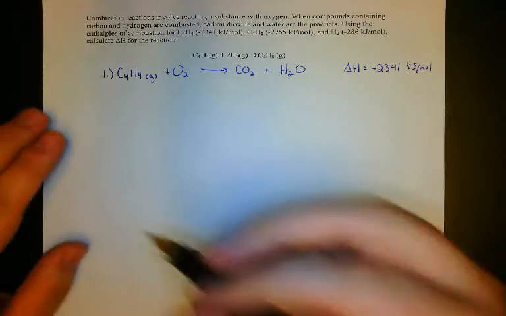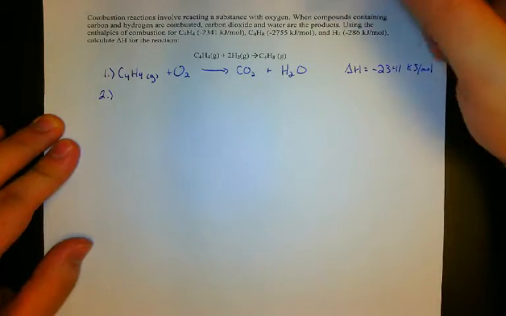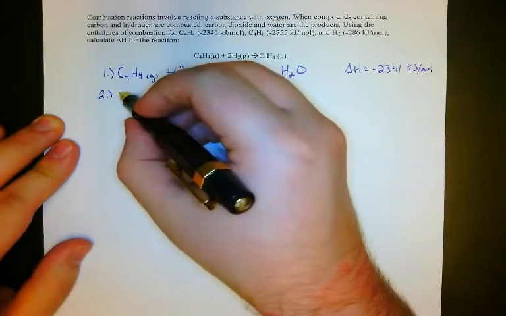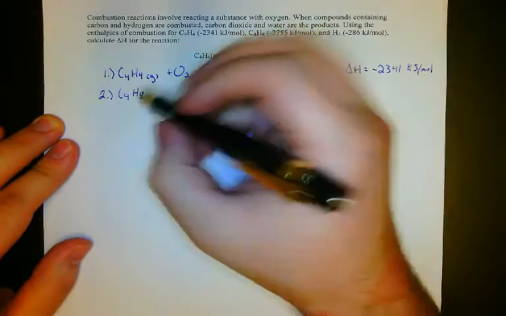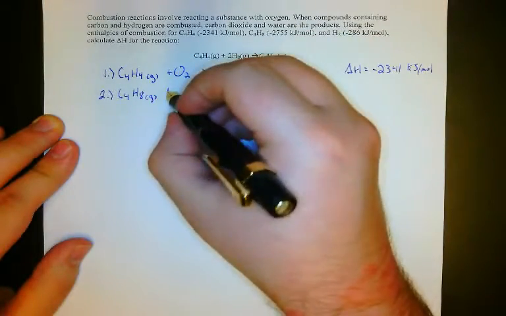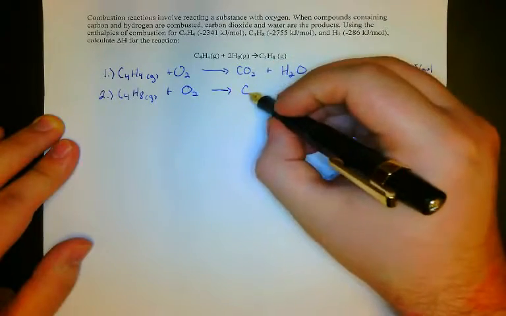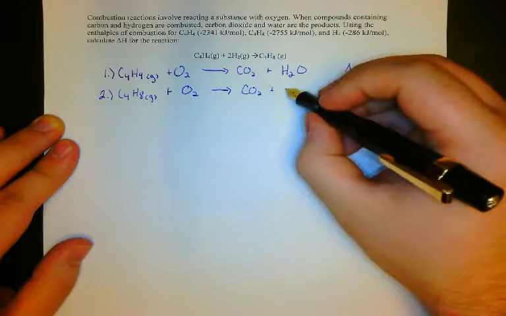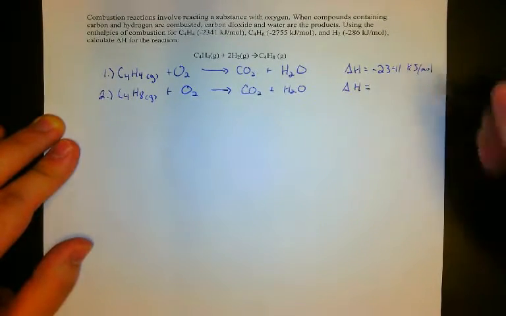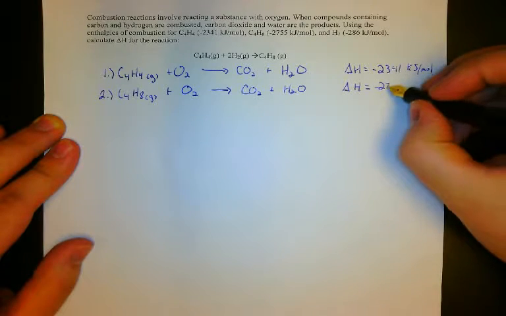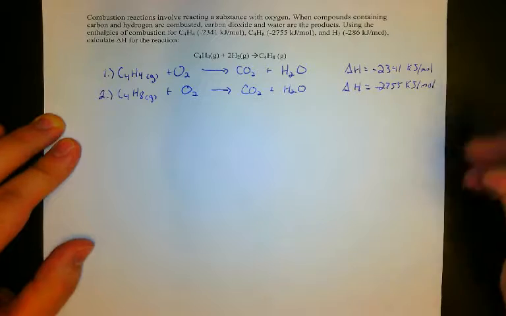Equation 2 will be C4H8. We are going to combust it, so it's the same thing. O2 makes CO2 plus H2O, and we know the change in enthalpy is negative 2,755 kilojoules per mole.